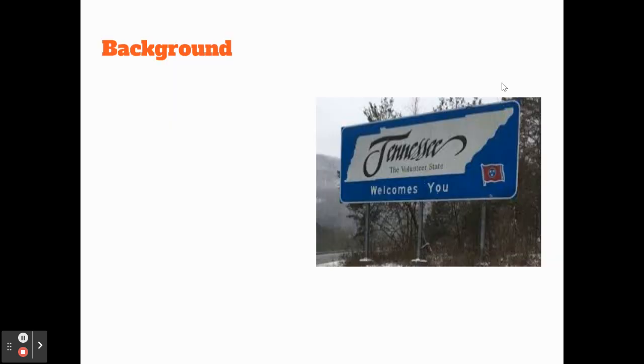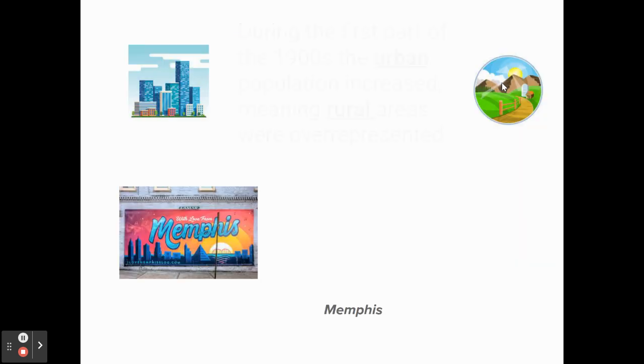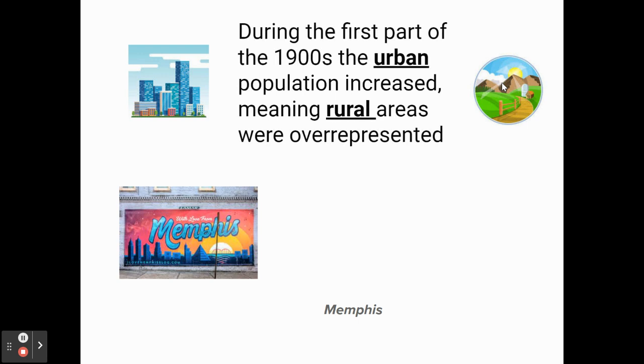All right, so here's the background. This dispute basically centers around the fact that Tennessee is using outdated census information to draw their congressional districts. They're essentially using data from 1900 to draw the districts in 1951. So this is going to cause problems because this data is way outdated. And one of the major things that had happened in not just Tennessee, but in all parts of the United States in the first part of the 1900s was the idea that urban populations, cities, really kind of exploded. And if we're using census data from the 1900s to draw the districts in the 1950s, we're probably going to miss out on this population shift.